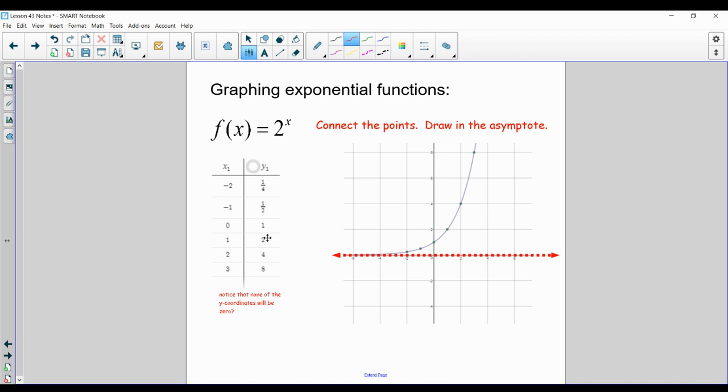Now notice that none of the y coordinates become negative. 2 to any power, no matter whether you put in a positive number or a negative number for x, you're never going to get a negative number for y. So this thing will never cross the x-axis, so we're going to have an asymptote. So when you graph your exponential functions, you're going to draw in an asymptote.